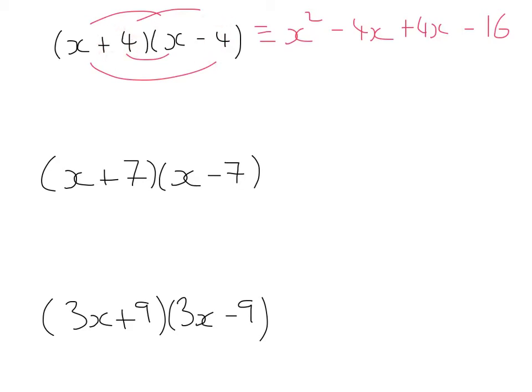So that was positive 4 multiplied by negative 4. If I now simplify that expression, I'm still going to get the x squared, but negative 4x plus 4x is just 0. Those two pretty much cancel out completely, so they're gone. And I'm just left with the negative 16.